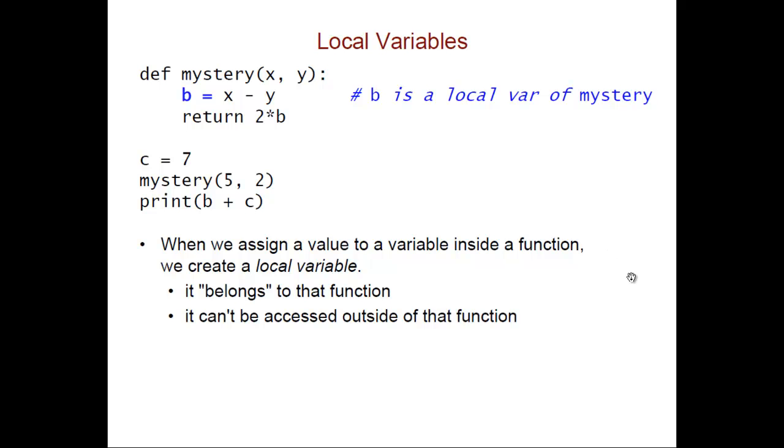They can be accessed inside of that function, so you can see we're using the value of b here. But they cannot be accessed outside. So down here, if I try to run this code, we're going to get an error message because b cannot be used down here outside of its function.